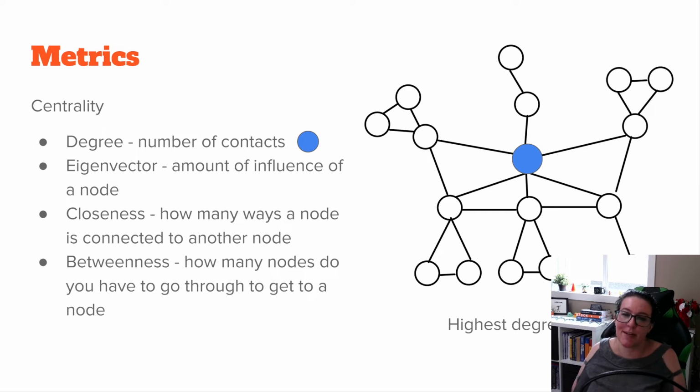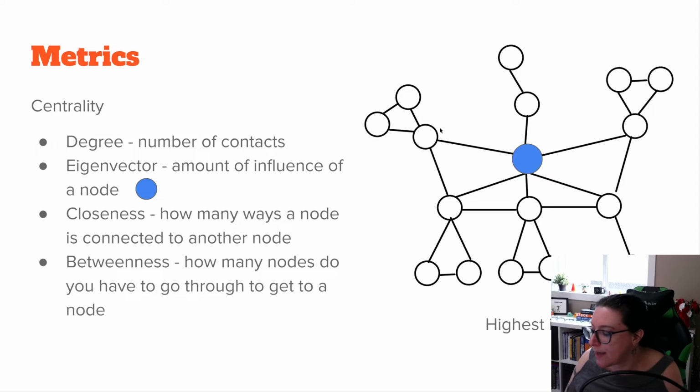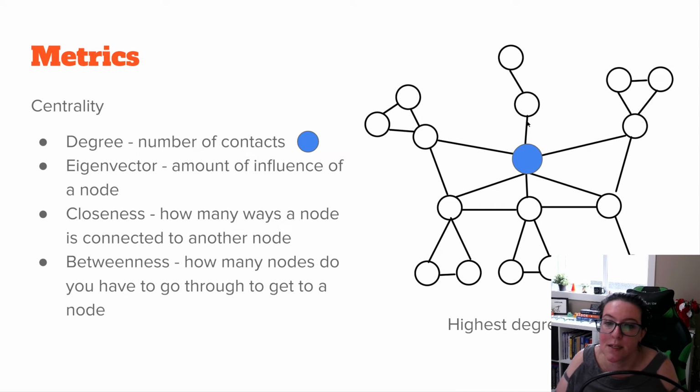So if we're looking at degree centrality, we're looking at who has the most contacts, who has the most edges coming from their node. So notice, for example, if I go back here, this particular node here has 2 contacts. This person right here has 1, 2, 3, 4, 5 contacts. And the person here in the center has 1, 2, 3, 4, 5, 6 contacts. So where is the degree centrality? Who has the highest degree of contacts? That's this individual here in blue who is connected to 6 other people.